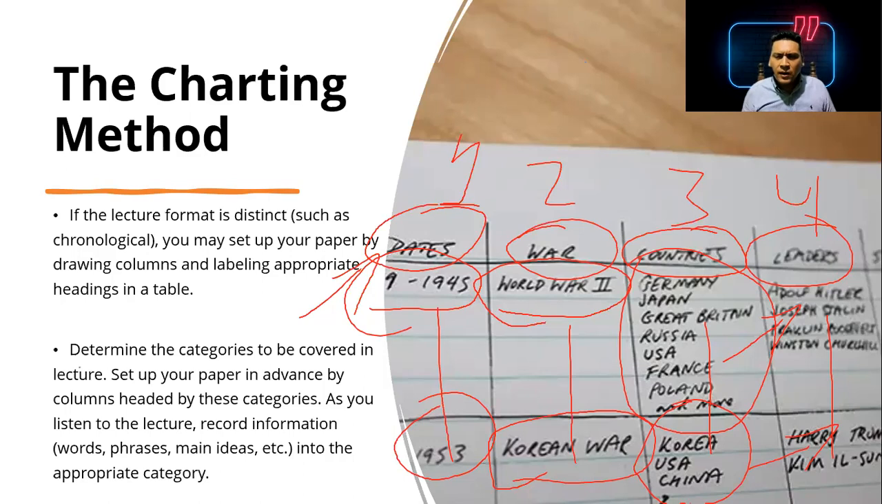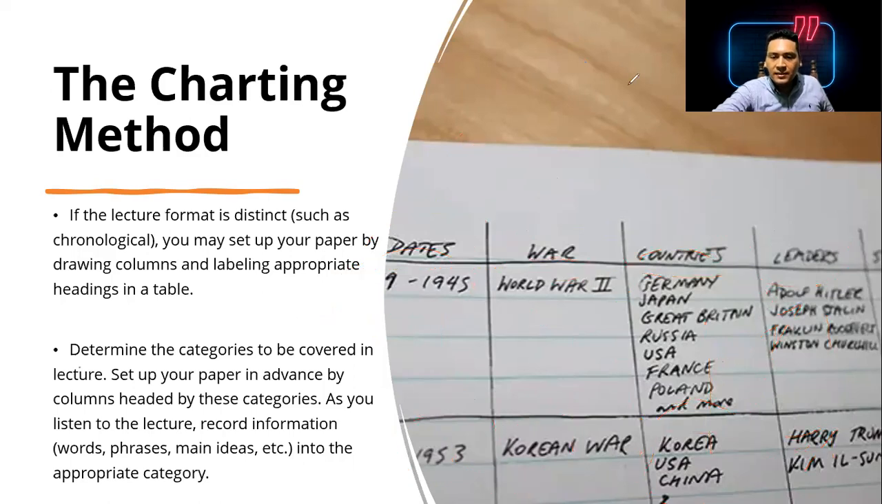It's very simple, right? It's very easy to understand. Yes? Yes or no? Are you confused? Yes. Okay, perfect. Now I'm going to jump to the next part. We're going to talk about the advantages and disadvantages of the charting method.